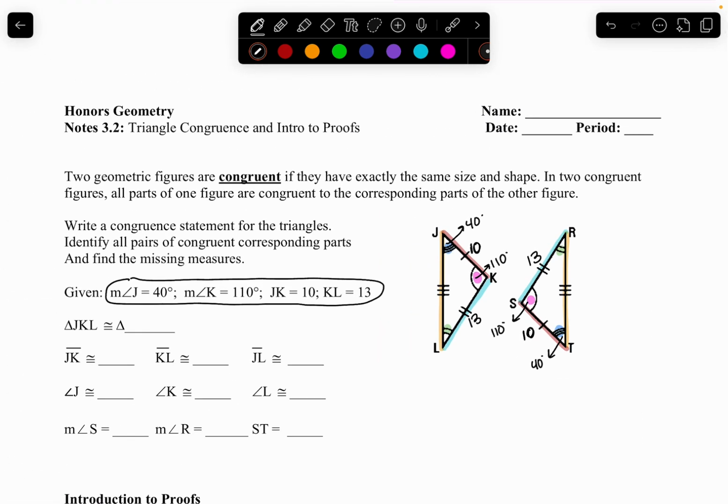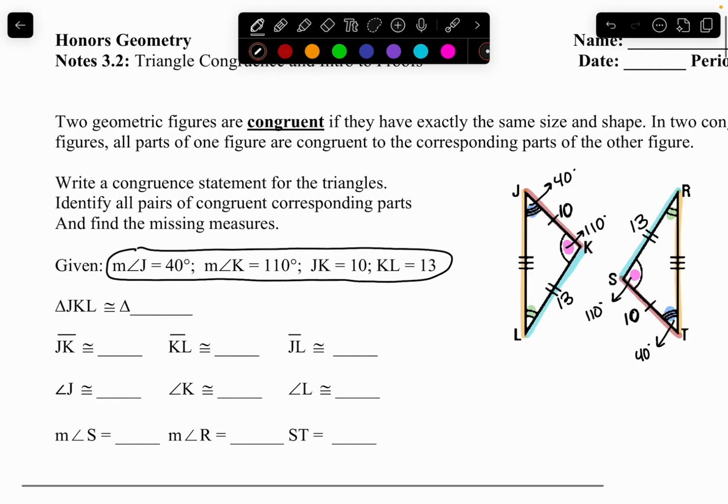Okay, we need to write this congruency statement. It says triangle JKL is congruent to triangle what? Because our triangles are congruent, we must write our congruency statement in a very specific order. Whatever order they give us for the first triangle, we have to match that order for the second triangle. So because my first triangle started with the letter J, I need to start at the other triangle whose angle matches angle J, which for us will be angle T. So we're going to start with T.